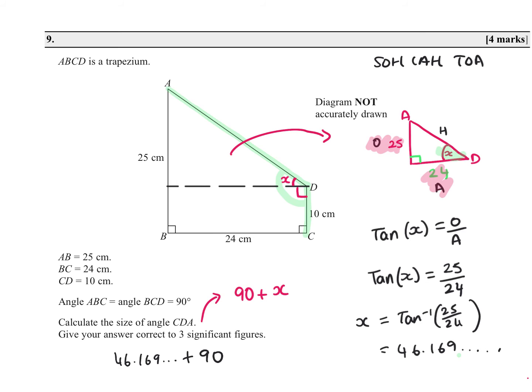Okay, and in my calculator, that will show up as ANS, answer plus 90, which is 136.169, and so on. I then have a look, 3 significant figures. My first significant figure is hundreds, second significant figure is tens, third significant figure is units. That means I round to the nearest unit, which is in fact 136 degrees. Okay, now I have finished.